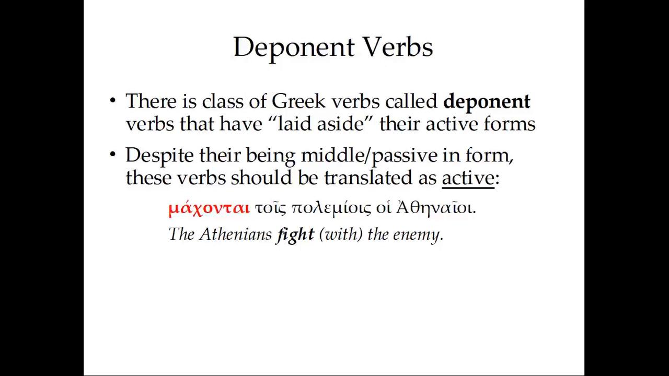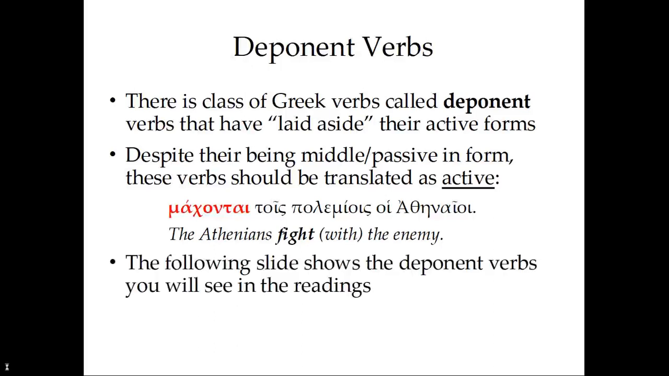So this is a deponent verb. It's really very active in meaning. The Athenians are doing the fighting, and they're not fighting themselves, obviously. And whether or not they're fighting on their own behalf, in their own interests, this is going to be middle/passive in form. It's a deponent verb. We do not see it in the active voice. There are lots of these in Greek. The following slide shows the deponent verbs you will see in the readings associated with this grammar presentation.